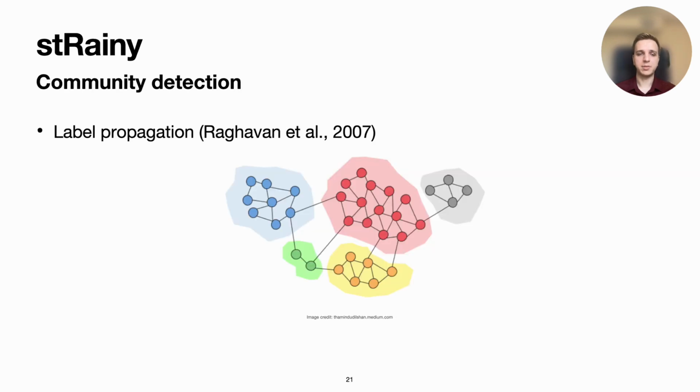The next step after creating this strain graph is that we will use a community detection algorithm called label propagation to detect the different communities in our strain graph, and ideally different strains will correspond to different communities.